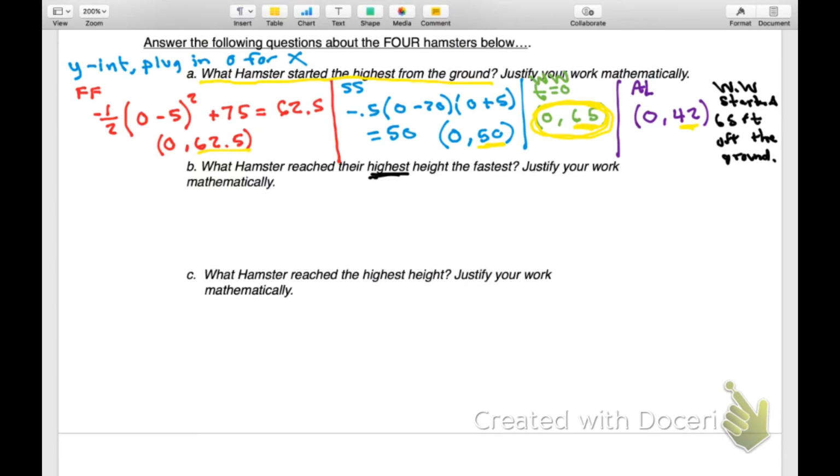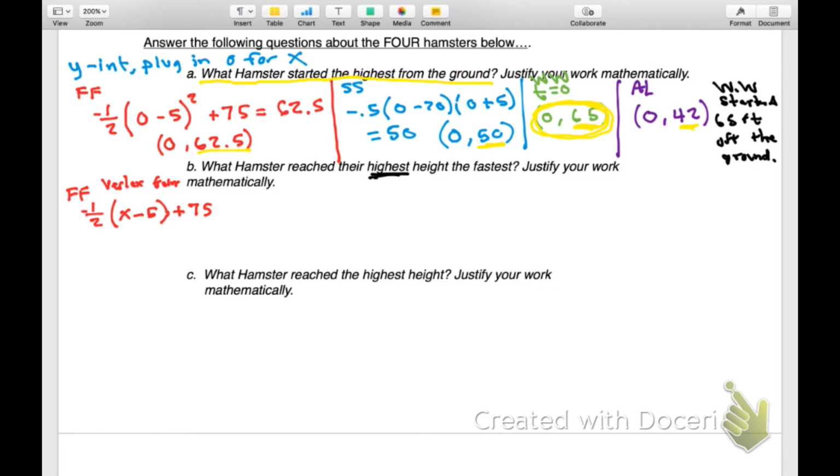So now going back to the Flying Fuzzball, we have to find the vertex for the Flying Fuzzball. Remember that our equation for it is negative 1/2 times (x minus 5) squared plus 75. Just looking at this formula that's given to us, we know that it's in vertex form. So the Flying Fuzzball is in vertex form.